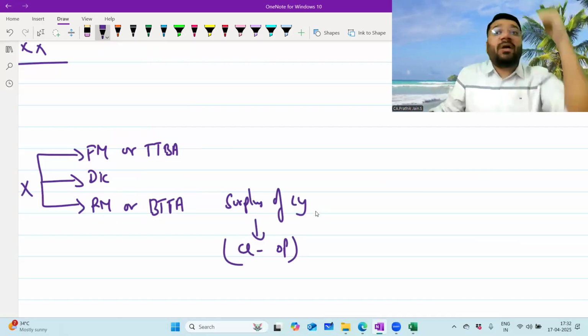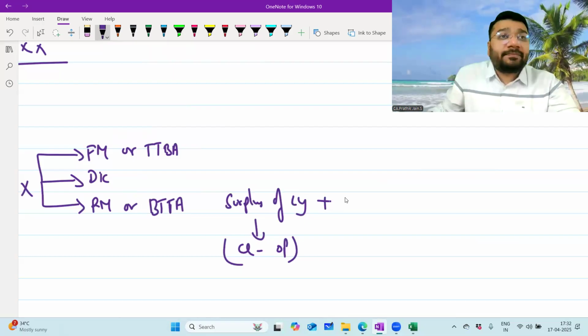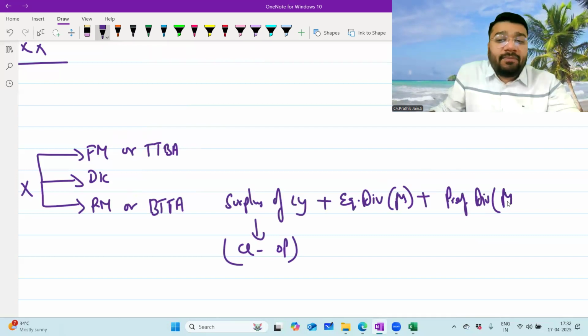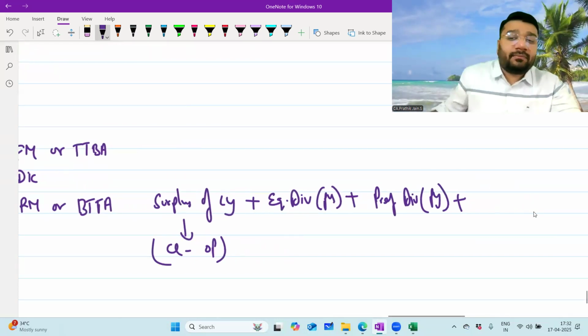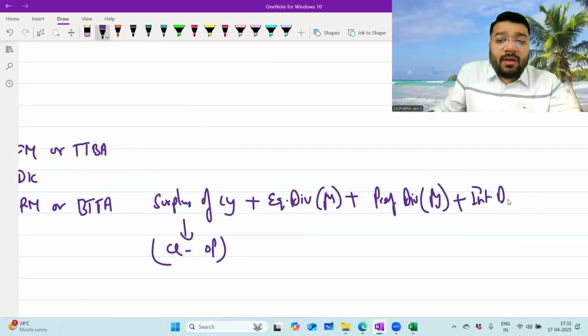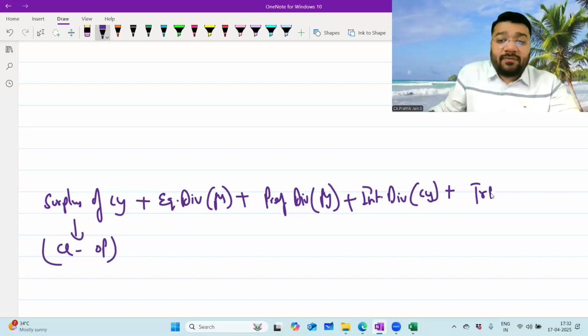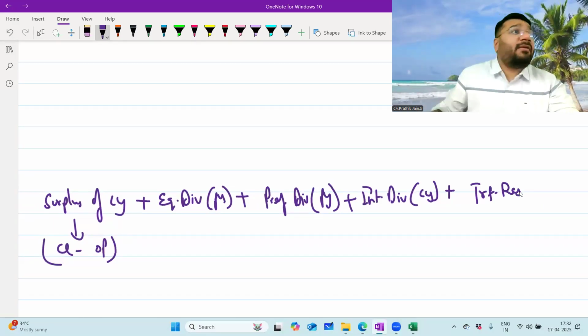With this, what will you do? Sir, in reverse, what will I do? Add equity dividend of which year? Previous year. Then preference dividend, which year? Previous year. Then current year. Then transfer to reserve. What do we get?